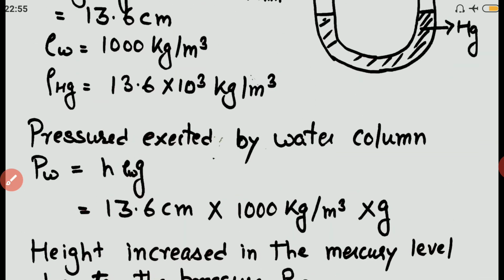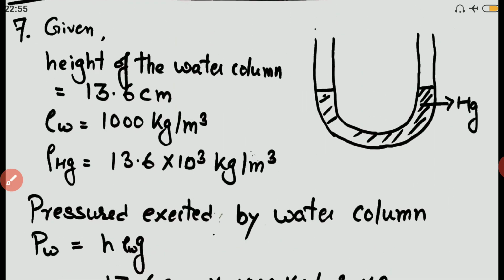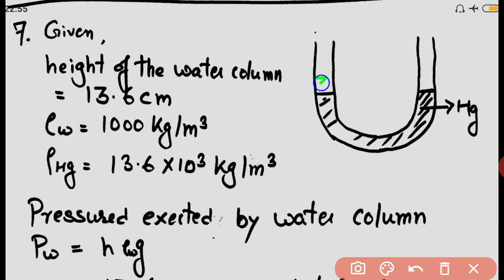So because of this 13.6 centimeter of water here, the mercury level will rise only by 1 centimeter. 13.6 centimeter of water will raise the mercury level on the other side by only 1 centimeter.